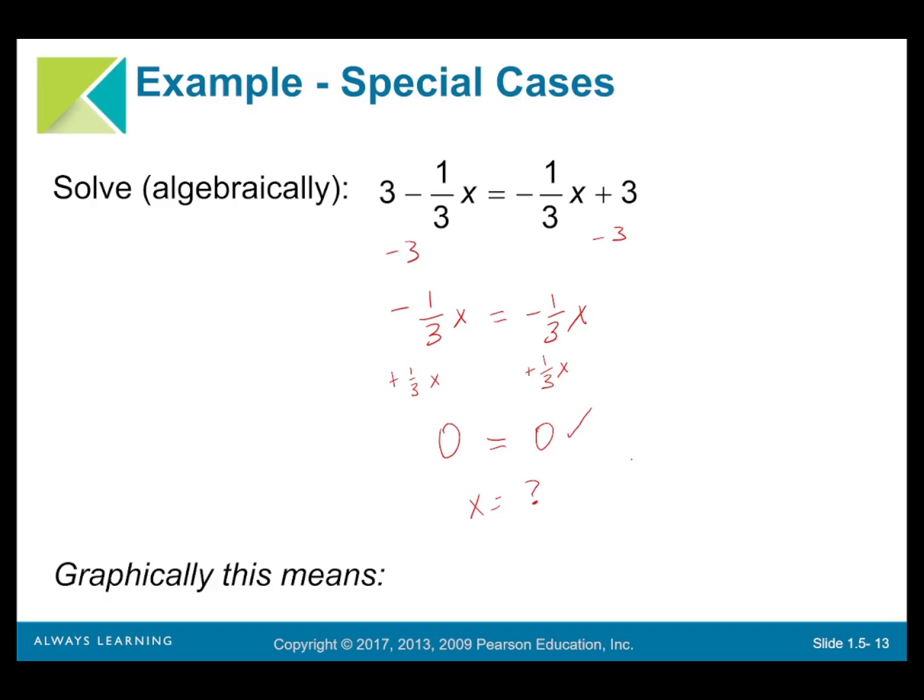So in fact, all values of x are solutions. So it doesn't matter what x value I plug into this equation, I'm always going to have a true answer. So we say my solution set is negative infinity to infinity. Graphically, this means that they are the same line. That in fact, on the left-hand side and the right-hand side, I have the exact same line.